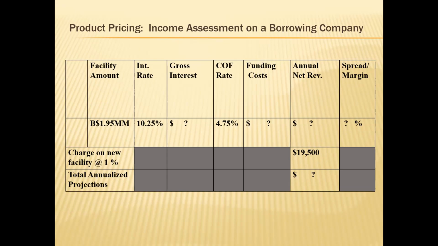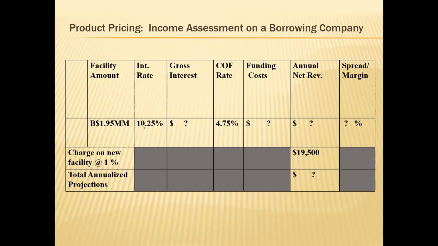So this could have been an example where we were not given the cost of funds rate, but we might have been given the margin spread rate. We can still determine the cost of funds rate by simply subtracting the spread from the interest rate, which will give us our cost of funds, because it's an arithmetic equation. So in this instance, we're given the interest rate and we're given the cost of funds rate.